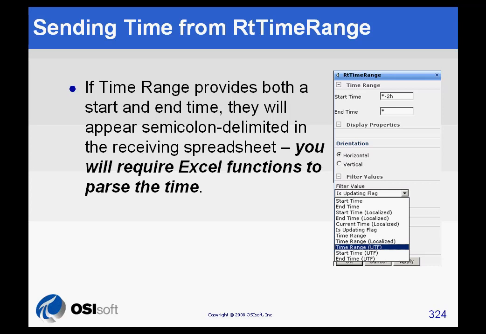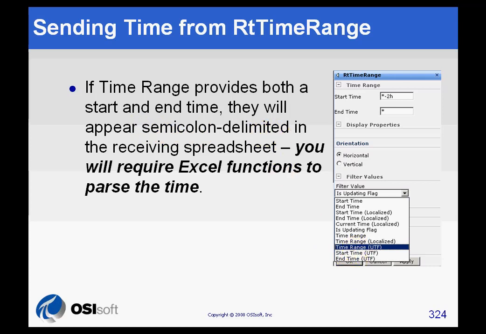Now, the last connection that might be a little bit more complicated than it first seems is this RtTimeRange connection to the RtWebPart. As we saw before, you have a number of things you can pass. What you want to pass in the case of the RtTimeRange is the TimeRange attribute. Now that's actually passing something that's a full timestamp, both start and end time together, with a semicolon delimiting the two.